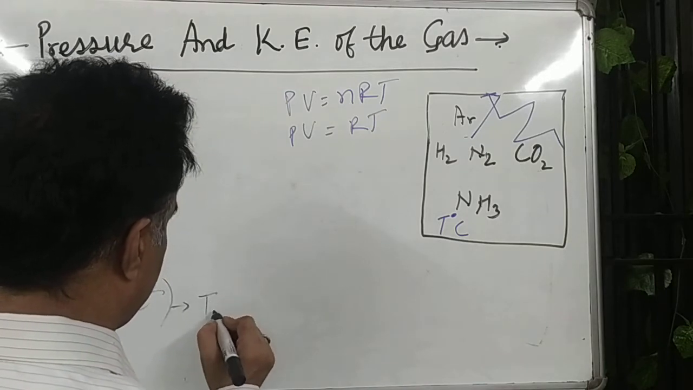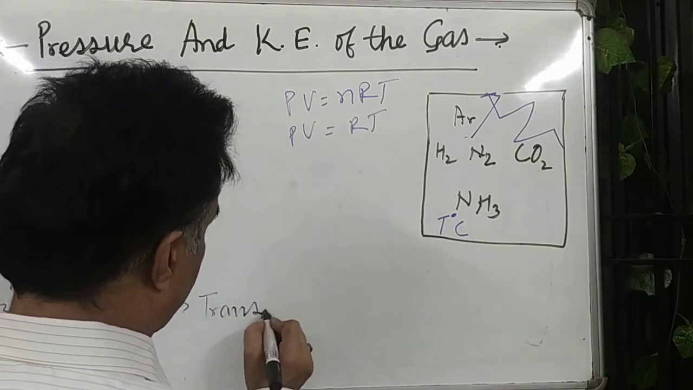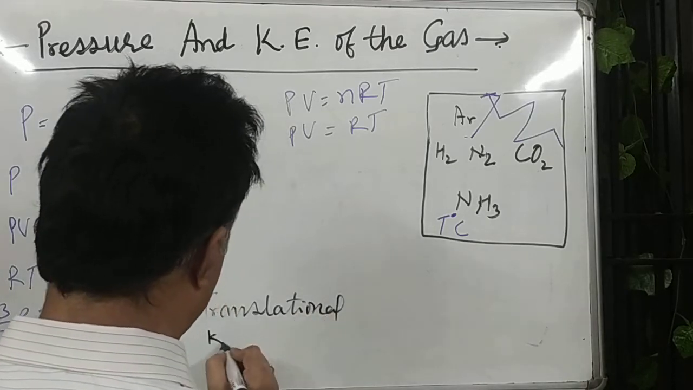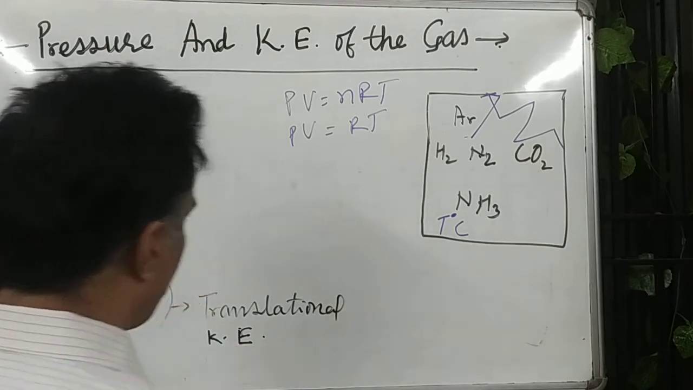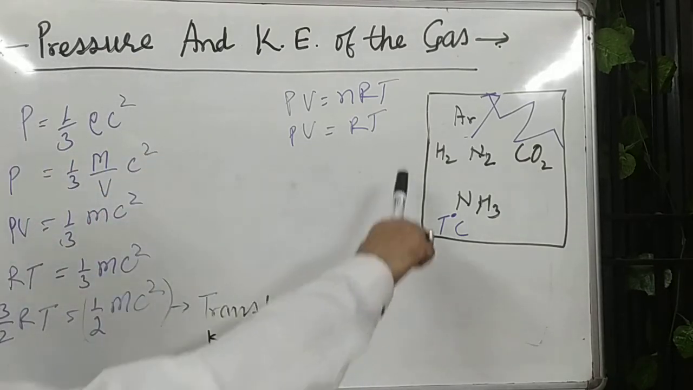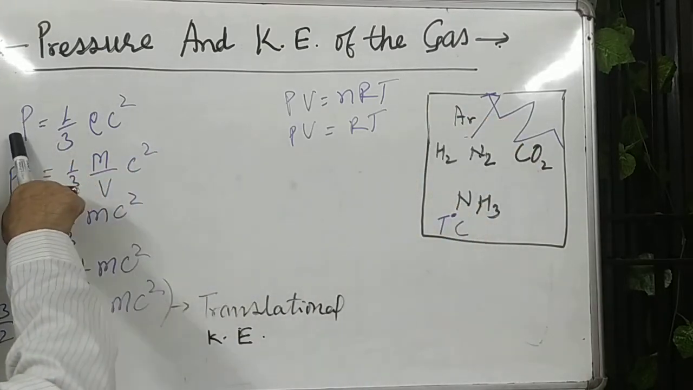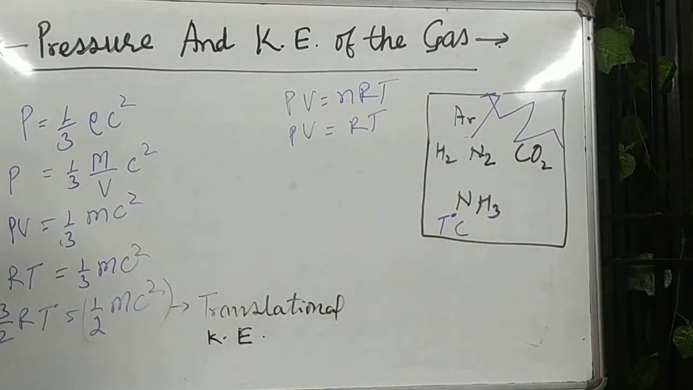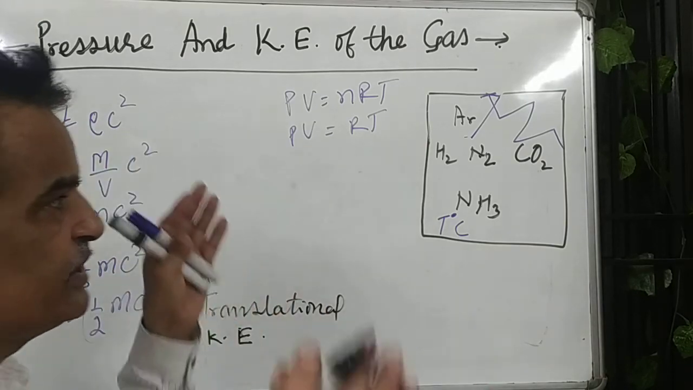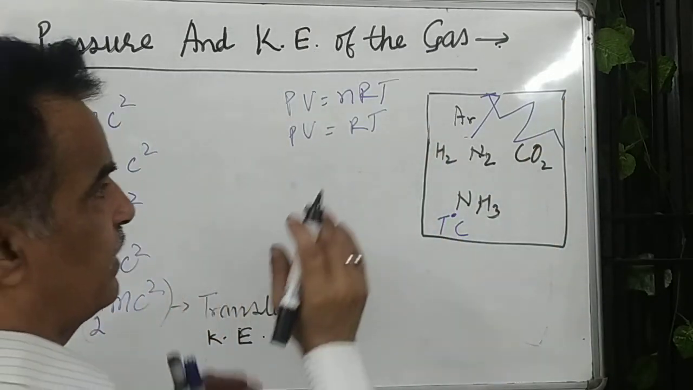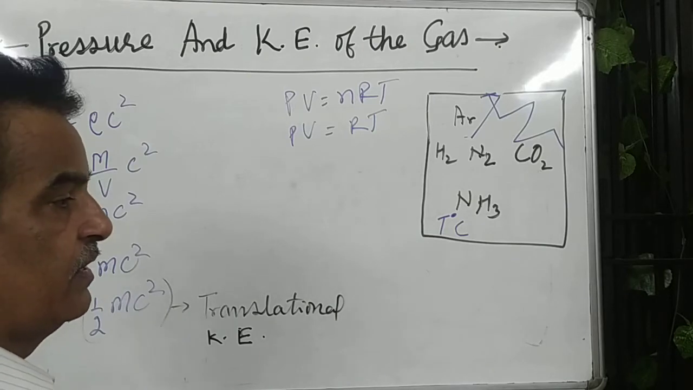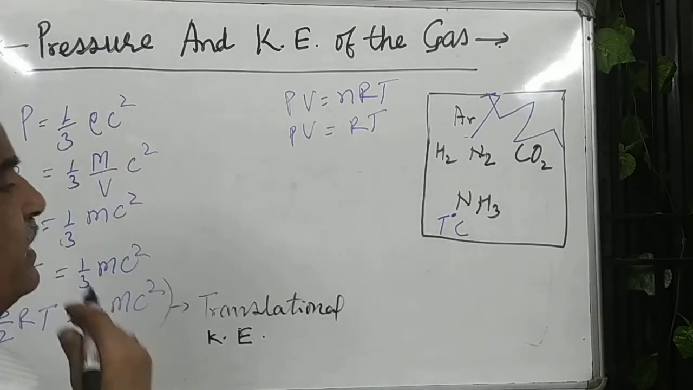Translational kinetic energy. So what we are observing here is that pressure depends upon the density. It does not depend on which gas is in this, nitrogen, hydrogen, or other. This depends upon the density.